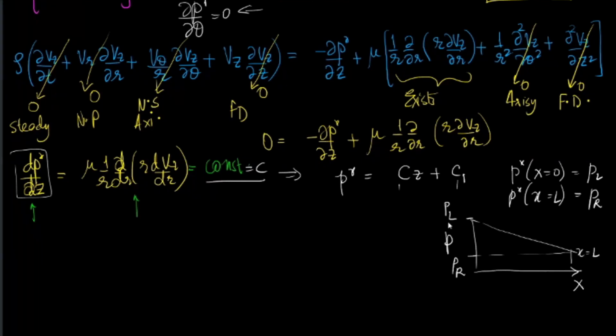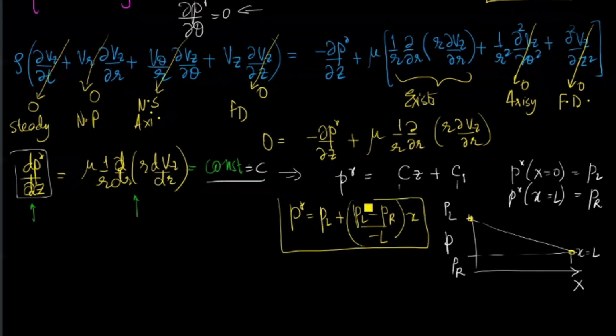Correspondingly, the equation for the pressure would be P star equal to PL plus (PL minus PR) upon minus L times X. It's just a linear equation going from this point to this point. So at x equal to 0, you have PL, at x equal to L, you have PR. So this is the equation for the spatial distribution of the pressure.